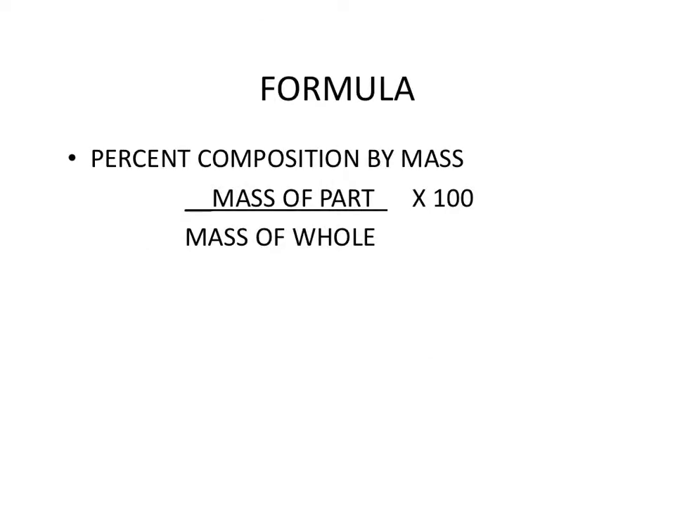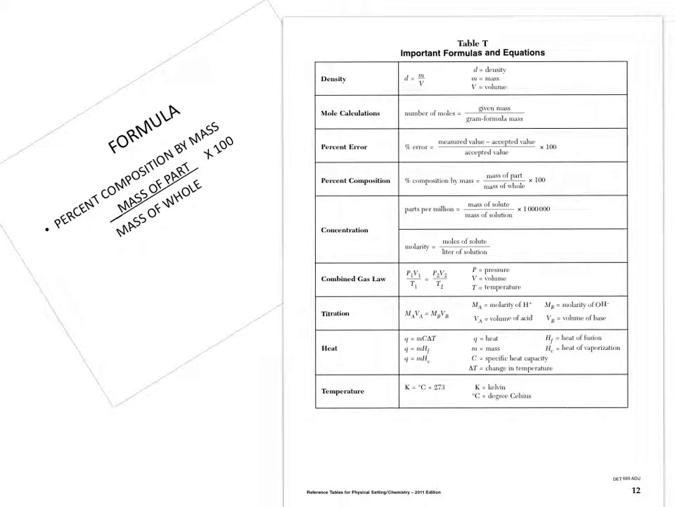Percent composition. There is a formula that we use called percent composition by mass, in which the mass of the part is divided by the mass of the whole times 100. This is also the same formula that can be found on Table T of the Chemistry Reference Table. This is the very last page of the reference table. Note that the formula that you want to look at is this particular formula.